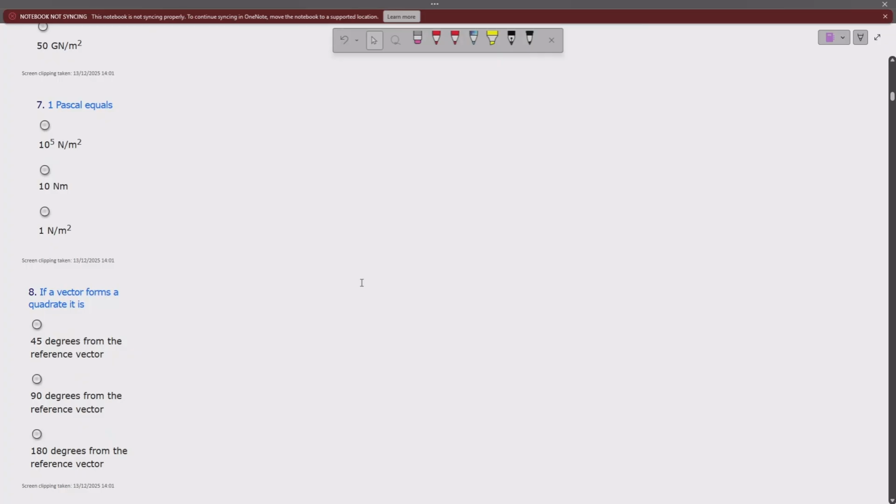Question number 7. 1 Pascal equals 1 Newton per meter squared. 8. If a vector forms a quadrate, meaning 90 degrees from the vector, from the reference vector, that is the answer.